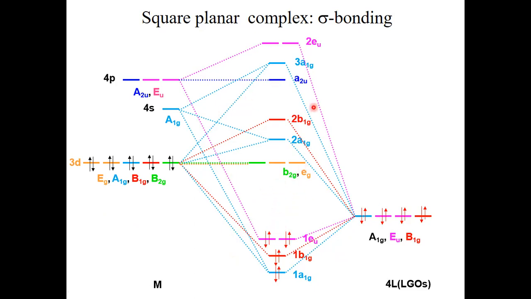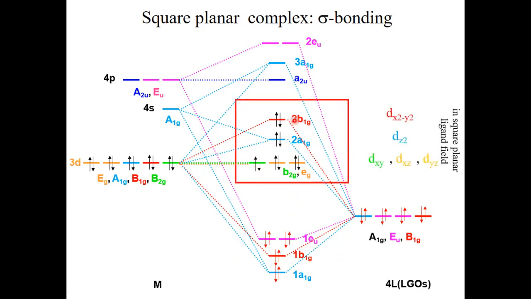And in addition to that, we have now these frontier orbitals, which we can consider the metal d orbitals in a square planar ligand field. So now, based on that, we still have to construct the molecular orbitals under the consideration of pi bonding.